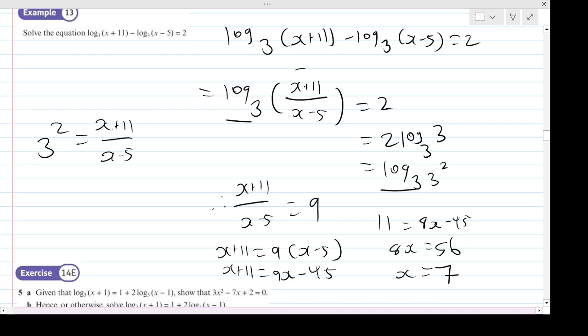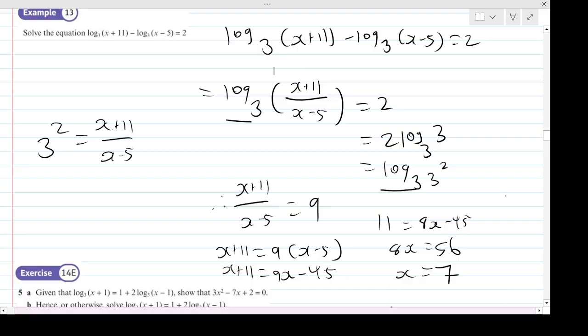X is 7 only. And that makes sense, because if I were to plug x is 7 into all my logs here at the start, x plus 11 would be 18. That's positive. X minus 5, 7 minus 5 is 2. That's also positive. So it's all defined. It's all well and good if we take x is 7. So that is a legit solution. And so there we are.